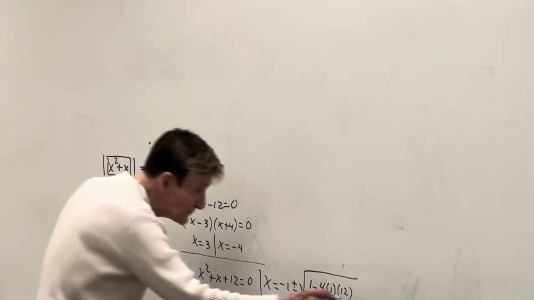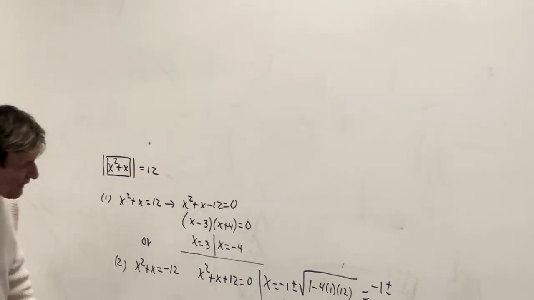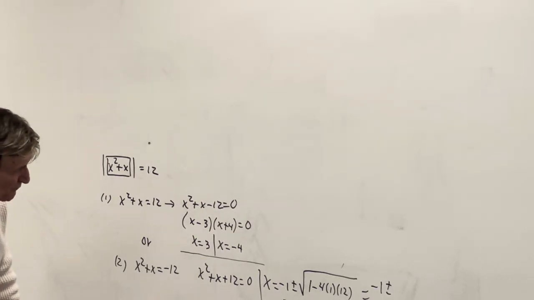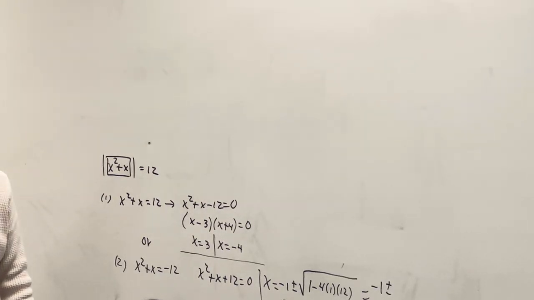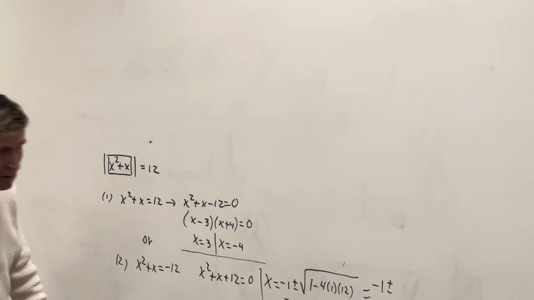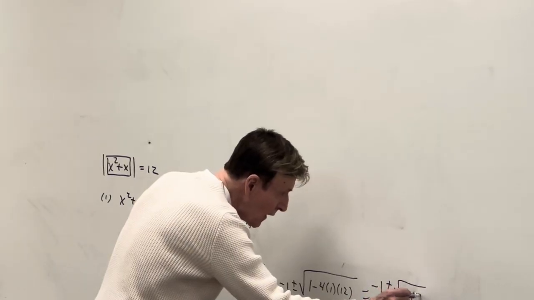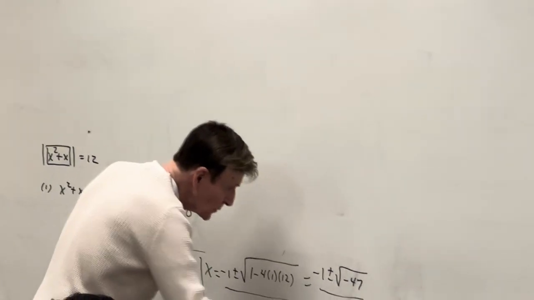Trouble is, you get -1 plus or minus, underneath that, I think it's 1 subtract 48. Is that 1 subtract 48? Is that negative 47? All over 2.